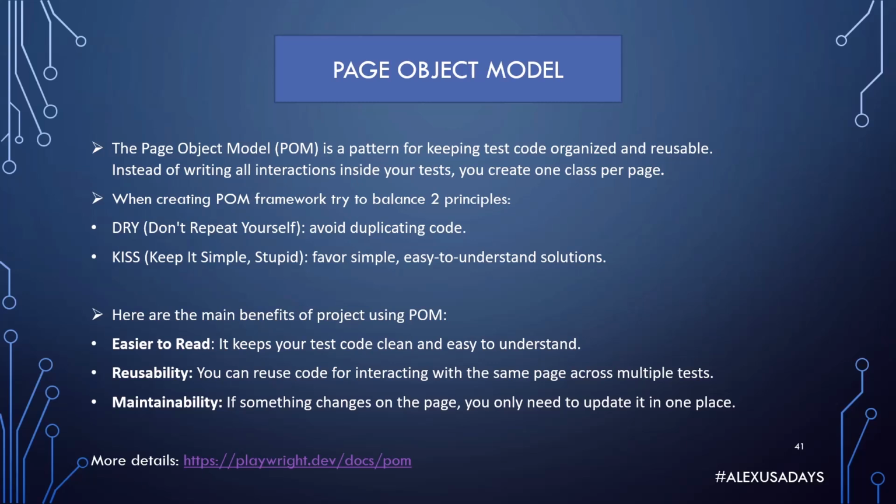Here are the main benefits of a project using POM. It's easier to read, it keeps your test code clean and easy to understand. Reusability, you can reuse code for interacting with the same page across multiple tests. Maintainability, if something changes on the page, you only need to update it in one place. We're going to take a look into more details in the Playwright documentation just in a second.